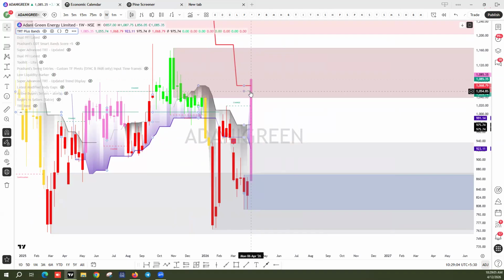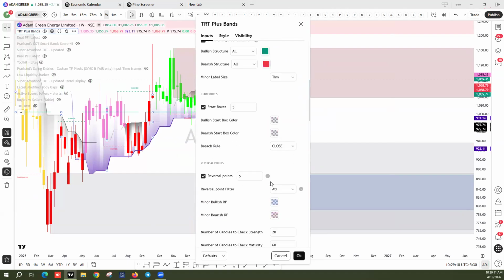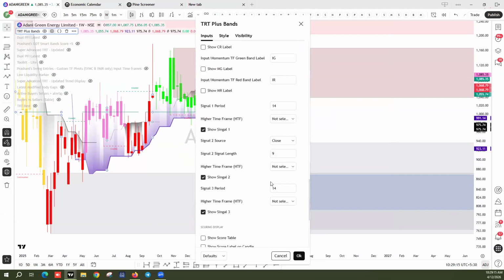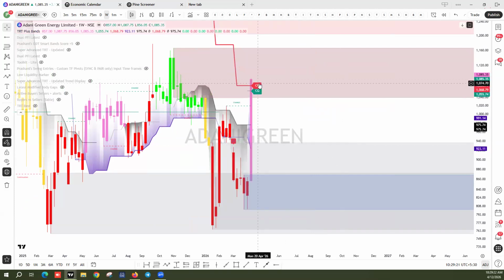You can notice there is a small green dash here. So that is the bullish bias band, which has also started appearing. If I want to see that, I can see the labels: show chart green, chart red. Chart red is present, chart green is present. This way I can see which is present and which is absent.